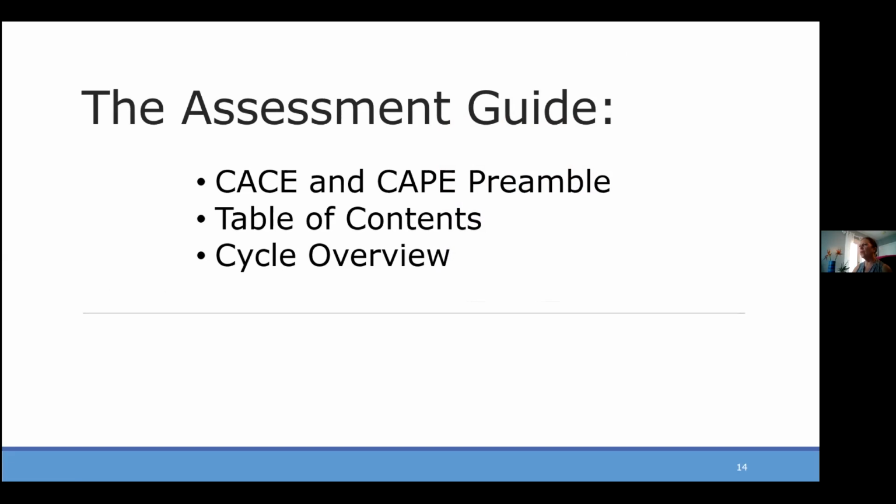And today our goal is to walk through this guide with you and carefully explain the steps. There are 4 steps in cycle 1, and then we'll unpack each step and get into sharing best practices with you about how to support those candidates as they move through cycle 1. So the assessment guide begins with a preamble that we'll take a look at. Then we have a table of contents, of course, and then we have that overview that introduces what the cycle is about. So Lori, if you'd like to go ahead and pull up the guide, we'll get started.